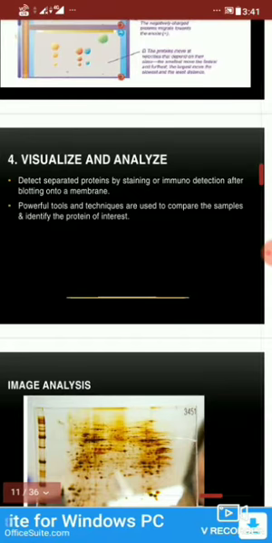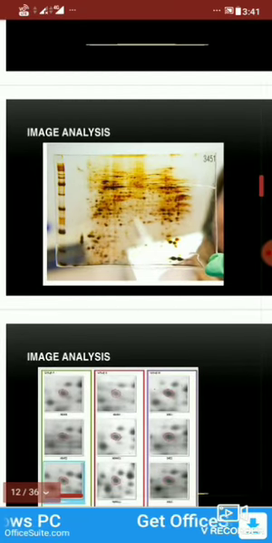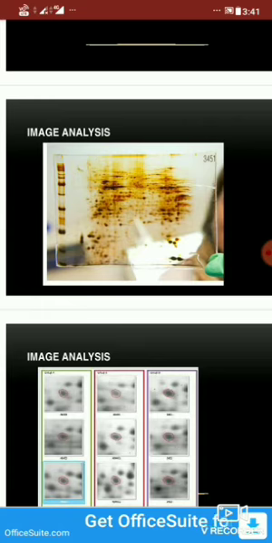So after that, to visualize and analyze, this is how you can see the image here. What we did in our lab was Coomassie brilliant blue staining.